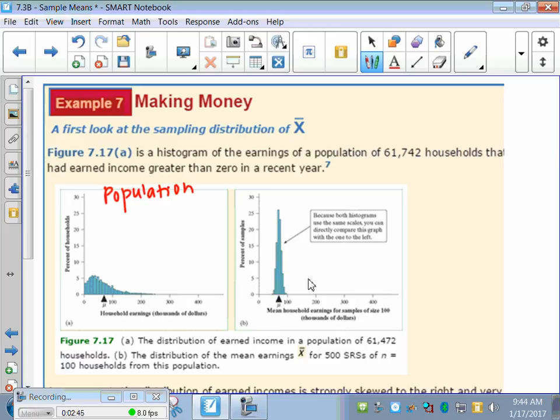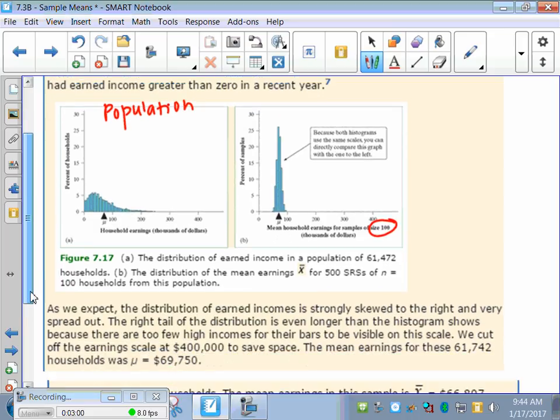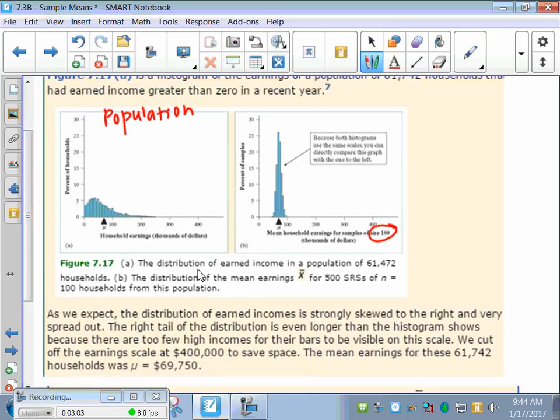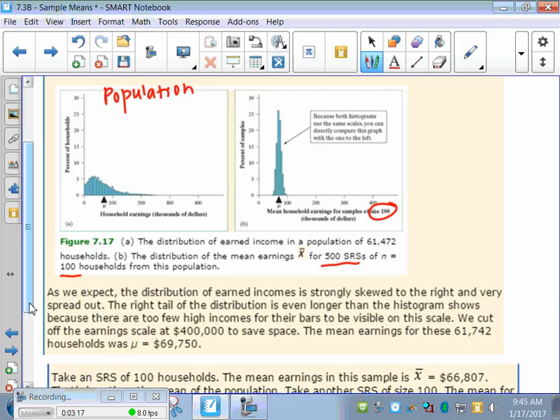And over here we've got samples. This is samples of size 100. Notice this one, we've got people spread all the way over here, some super wealthy people making good money. A is the distribution of earned income in the population of all those people, and B is the distribution of the mean earnings. They took 500 random samples of size 100 from the population. As we expect, the distribution of earned incomes is strongly skewed to the right because of those really wealthy people, and very spread out.